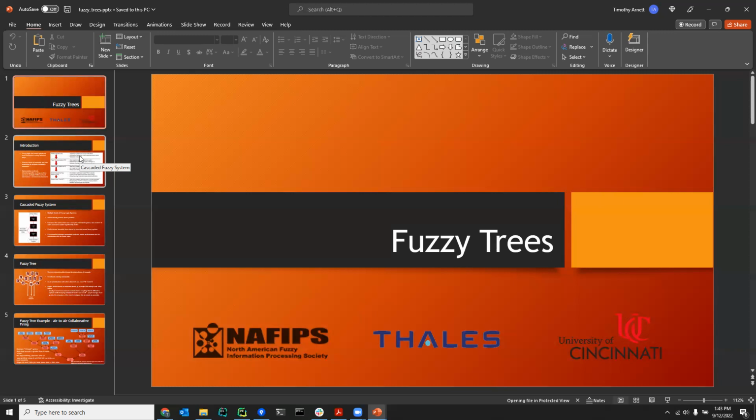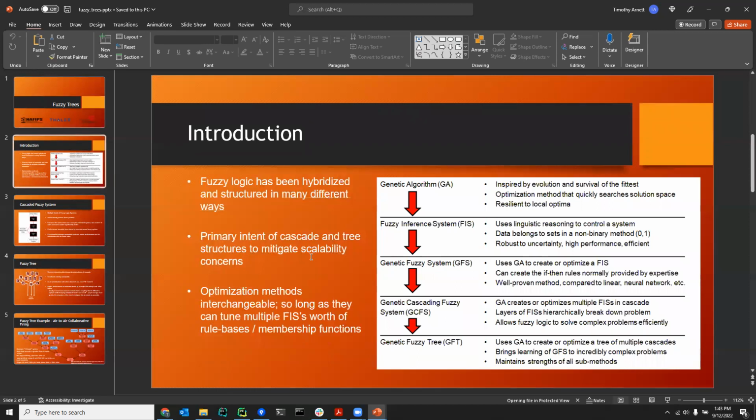So one way to mitigate that is with what's called a fuzzy tree. Fuzzy trees are an extension to cascaded fuzzy systems. So let's get into that a little bit more. Fuzzy logic in general has been hybridized and structured in many different ways. The primary intent of cascaded and tree structures is to mitigate those scalability concerns that we mentioned. And the optimization methods are interchangeable between FISs and cascaded or fuzzy trees, so long as they can tune multiple FISs worth of rule bases and membership functions.